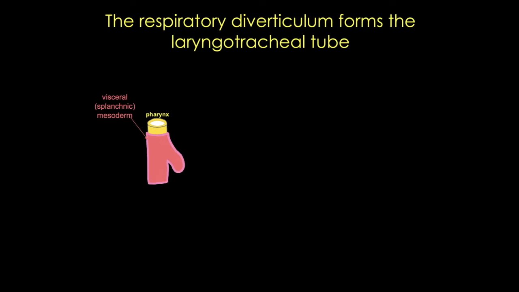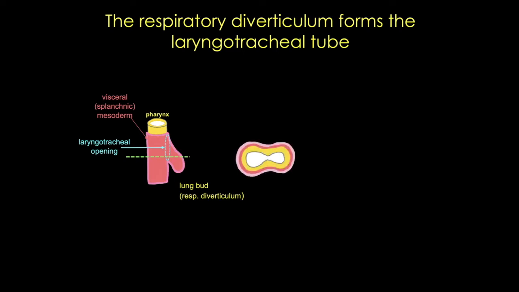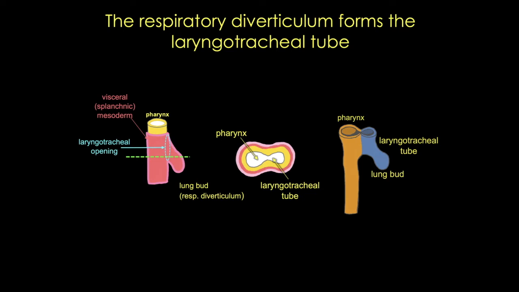Here's a cartoon showing the pharynx, so the foregut in yellow, surrounded by visceral or splanchnic mesoderm in pink, and I'll use these colors for the next several slides. Now you can see that the respiratory diverticulum has evaginated out to the side, and the laryngeal opening I've put on here in blue. Now if we take a section through this tube right at the diverticulum and look at the cross section, you can see the pharynx on the left and that diverticulum, which we now call the laryngotracheal tube, on the right. And here's the same thing from a slightly different perspective.